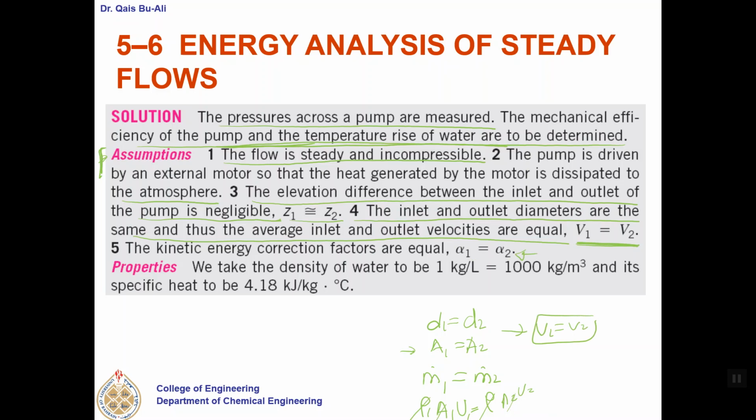And then for the properties and constants, I also told you about it. We take the density of water to be 1 kilogram per liter or 1000 kilograms per meter cubed. And for the second part, which is for the temperature rise, you will need the specific heat to be 4.18 kilojoule per kilogram degree centigrade. So here is what's required, assumptions, properties and constants. You have to sketch it, as I always tell you, so we sketched it, and now we are ready to solve the problem.